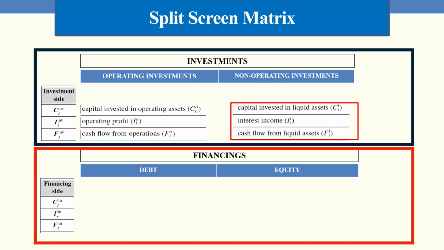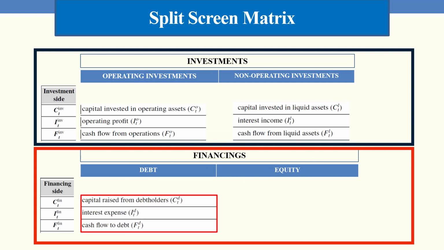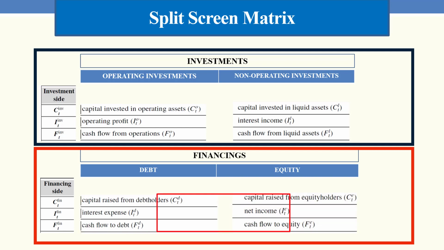On the financing side, we have that debt increases by an income component, which is called interest expenses or financial expenses, and decreases by the cash flow to debt, paid by the firm to the debt holders. Finally, the equity increases by the income component, which is called net income or net earnings, and decreases by the distribution of cash flow to equity holders, typically the dividends or repurchases of shares by the firm.